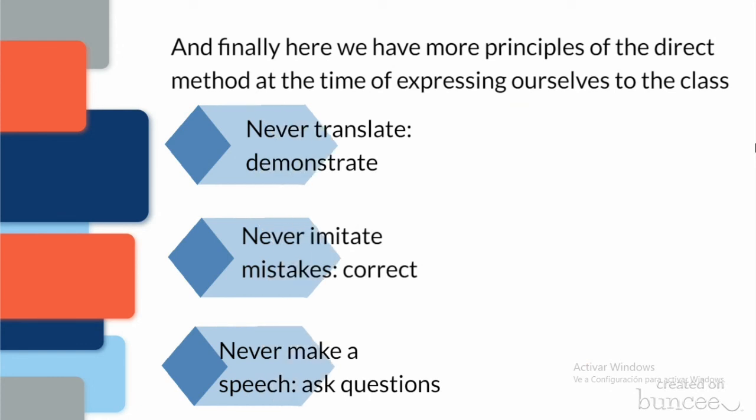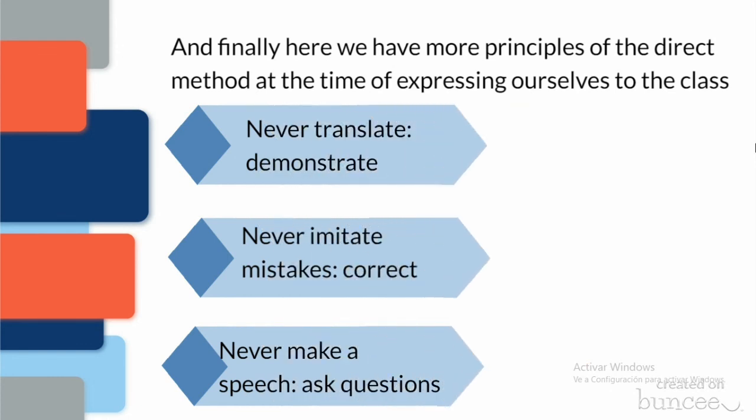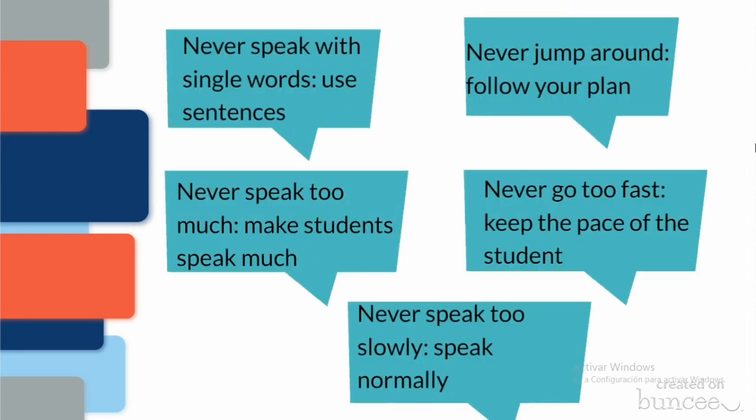And finally, here we have more principles of the direct method at the time of expressing ourselves in the class. Teachers: never translate, demonstrate. Never imitate mistakes, correct. Never make a speech, ask questions. Never speak with single words, use sentences. Never jump around, follow your plan. Never speak too much, make the students speak much. Never go too fast, keep the pace of the students. Never speak too slowly, speak normally. Thanks.